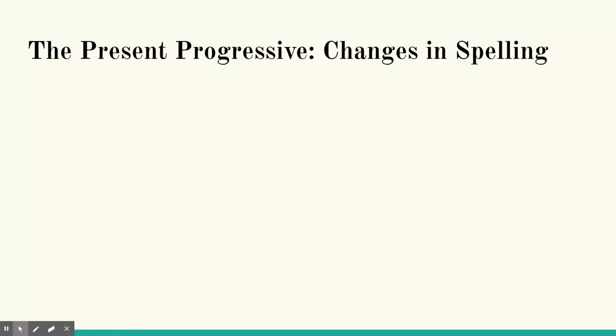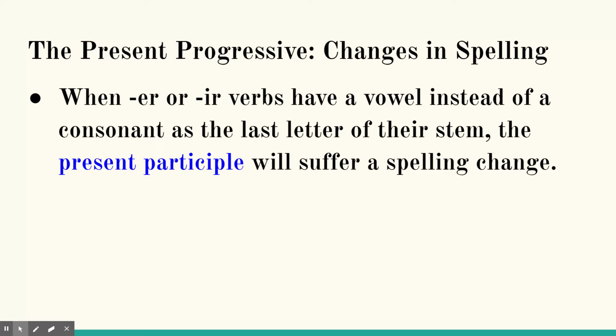Now, some verbs are going to have a change in their spelling when we use the present progressive, and that's going to happen mostly to ER and IR verbs that have a vowel instead of a consonant as the last letter of the stem. For example, the verb leer and the verb construir. As you can see, once we remove that ER or that IR ending, we have a vowel as the last letter of their stem. Because of this, the present participle is going to suffer a spelling change.